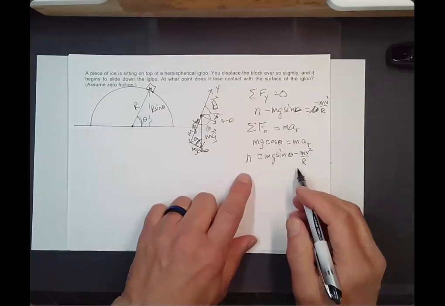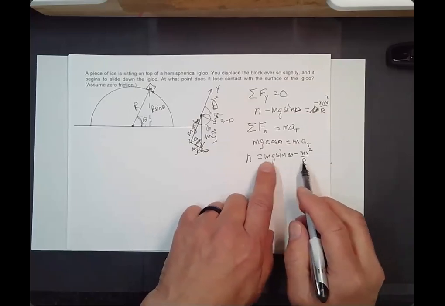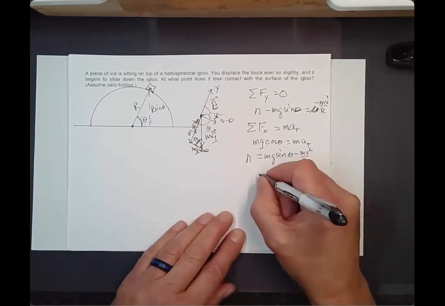So the normal force vanishes when mg sine theta is going to equal m v squared over R.